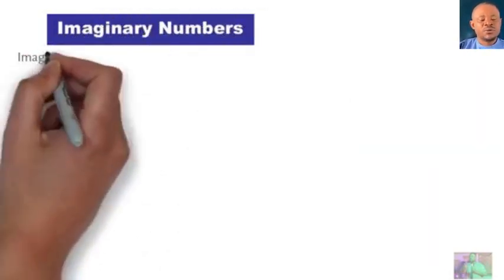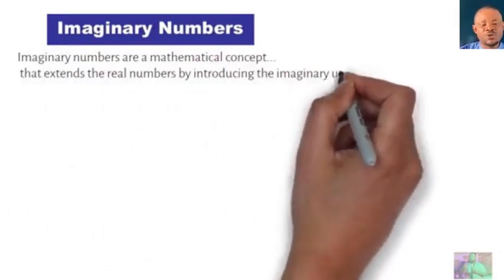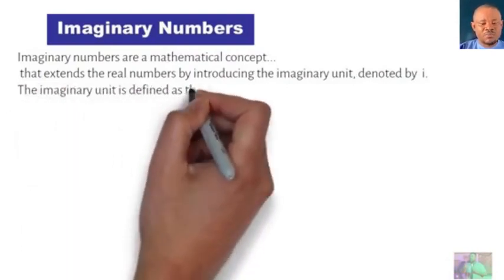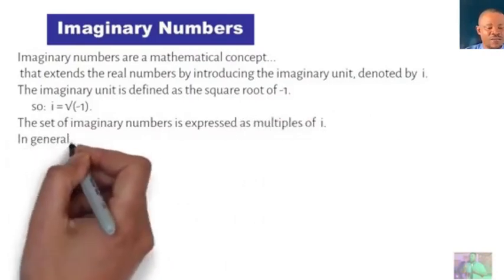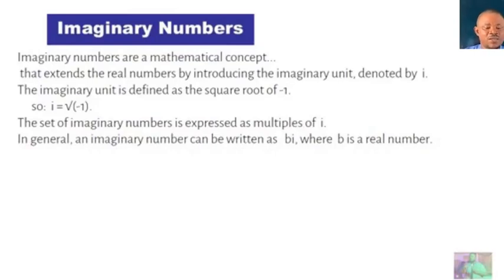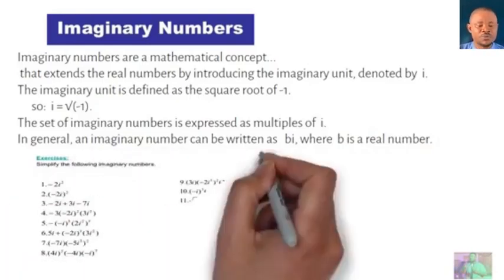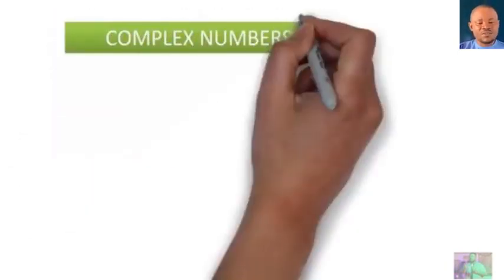Imaginary numbers. Imaginary numbers are a mathematical concept that extends the real numbers by introducing the imaginary unit, denoted by small letter i. The imaginary unit is defined as the square root of -1. The set of imaginary numbers is expressed as multiples of this i. In general, an imaginary number can be written as bi, where b is a real number. You can take your time and go through the examples. Imaginary numbers are not real, because I can say that they do not exist. So that's the definition of an imaginary number.